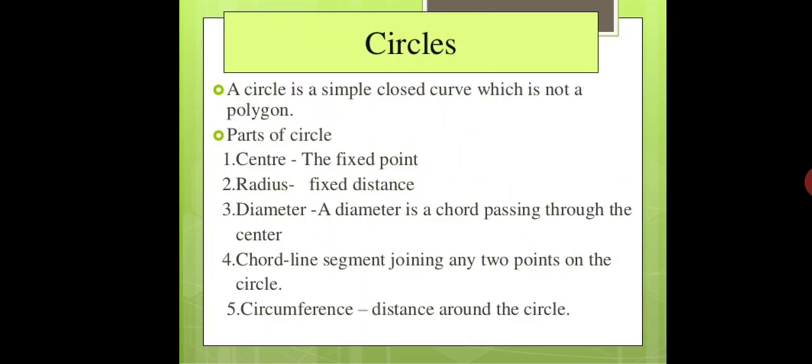A diameter is a chord passing through the center. Chord, a line segment joining any two points on the circle. Circumference, the distance around the circle, means the outer boundary of the circle, that is the circumference.